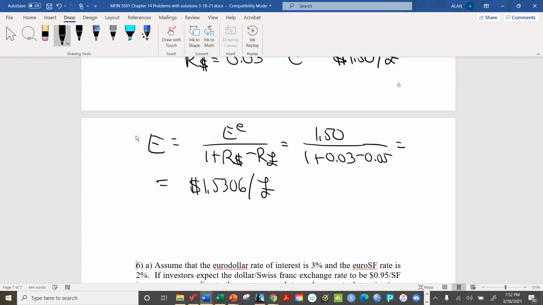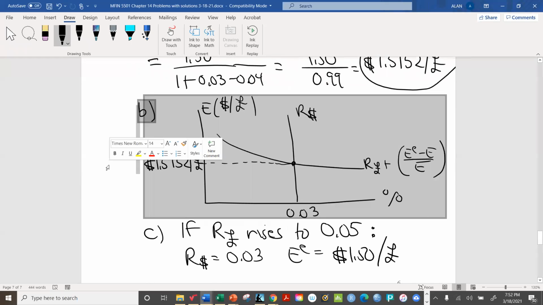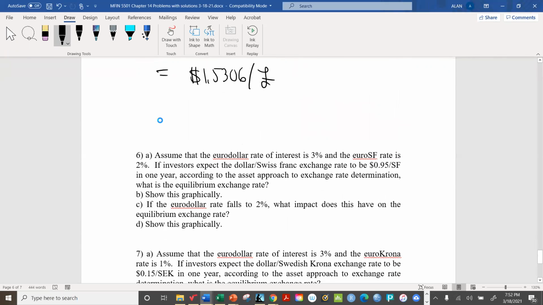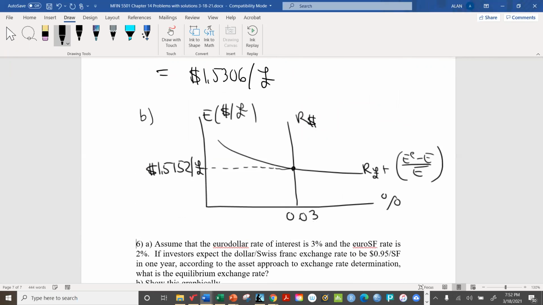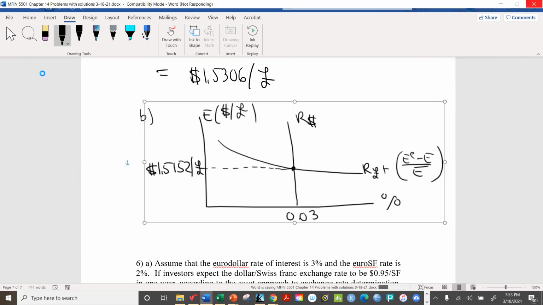Now, how would you show that on this curve? Here's what I'm going to do. I'm going to cheat a little and copy this down below. You don't have to do this. You can draw everything on the same curve. And what I'd like everyone to see is what reaction we have. So remember, it's the UK rate that changed.